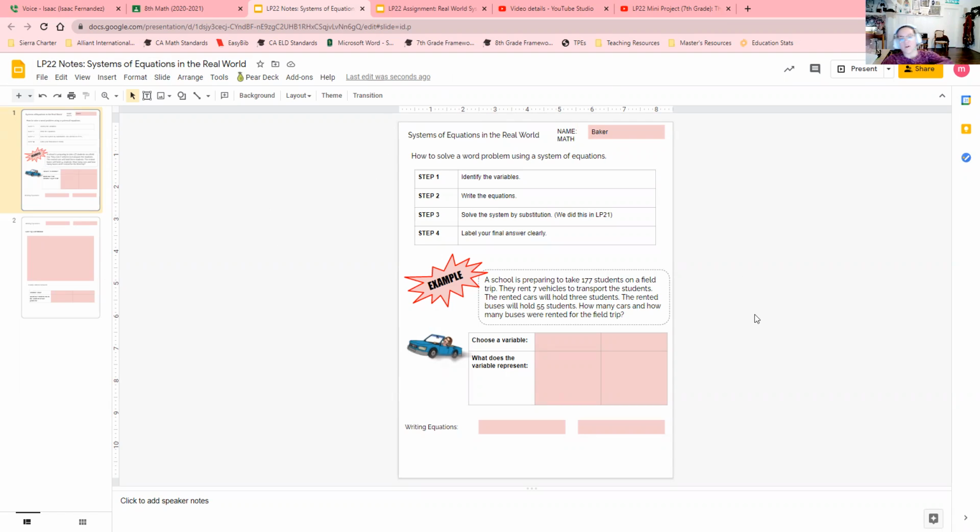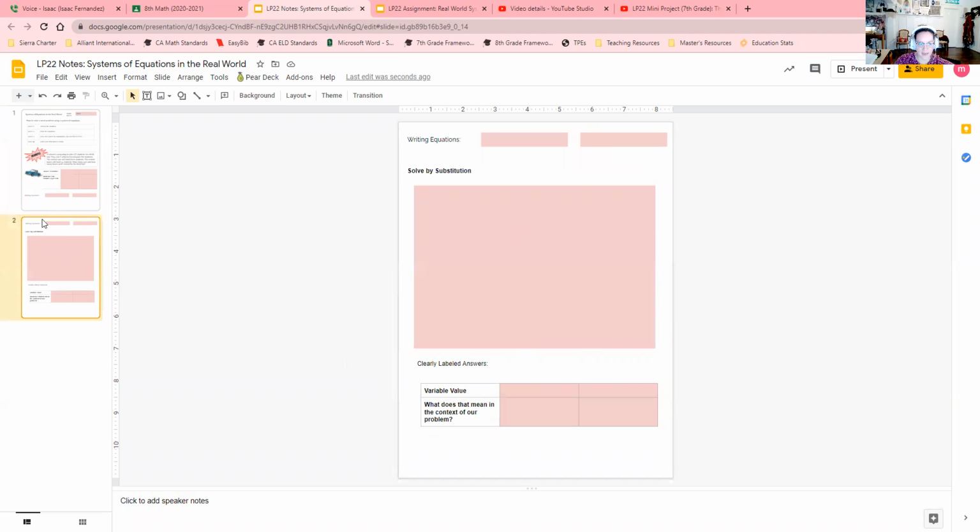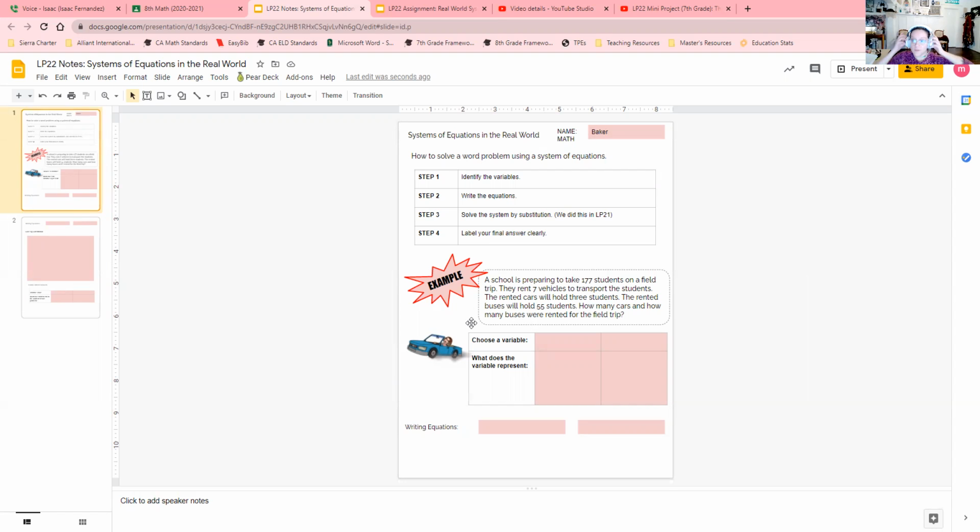So there are 4 steps to solving a word problem using systems of equations. They are written up at the top. We're going to go through all 4 of these steps as we solve this example problem. It goes on to the second page, and that'll be for your notes.